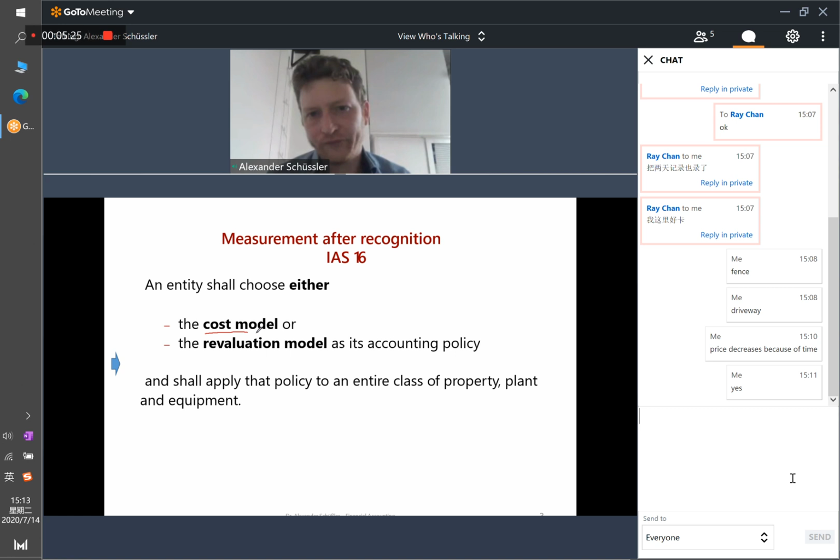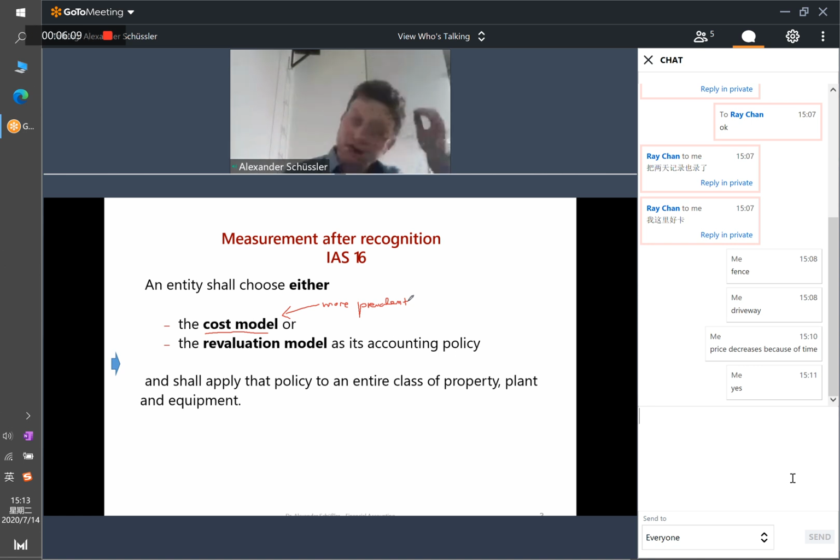And when they pick one of these models, the cost model or the revaluation model, they have to apply this model to the entire class of property, plant, and equipment. Yeah. So there is no cherry picking. You cannot say for this asset I use the cost model, and for the other asset I use the revaluation model. Yeah. So you have to choose once, and then you have to apply the method to the entire class of property, plant, and equipment.